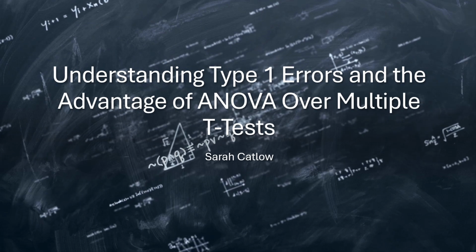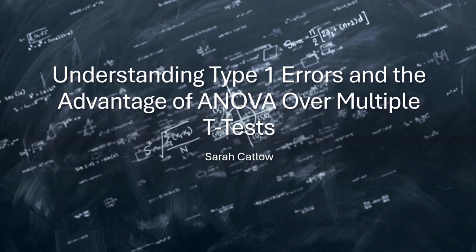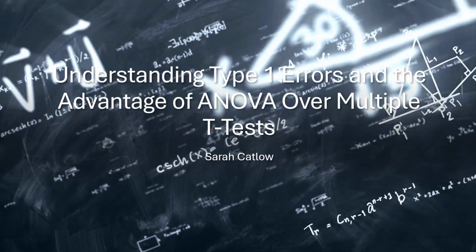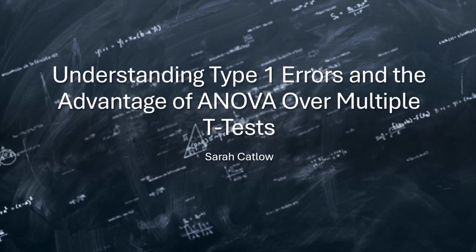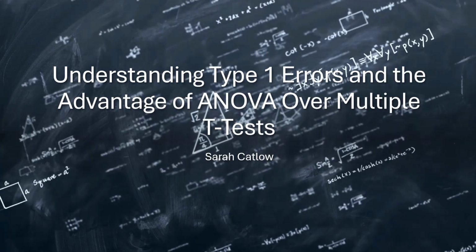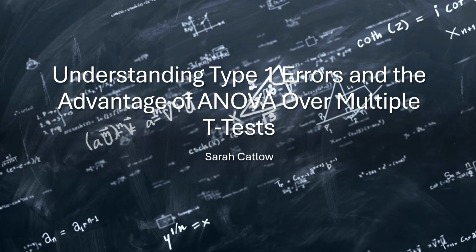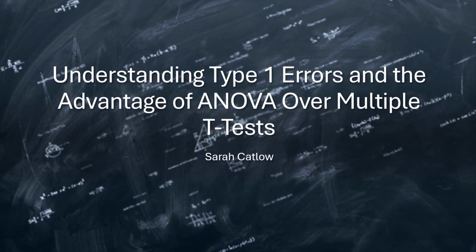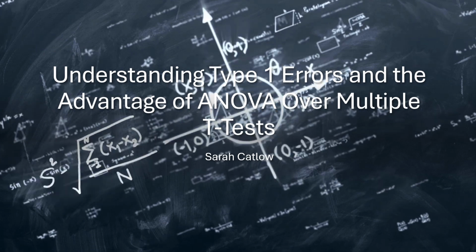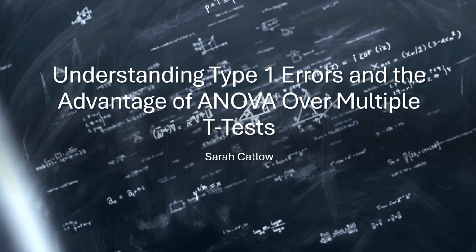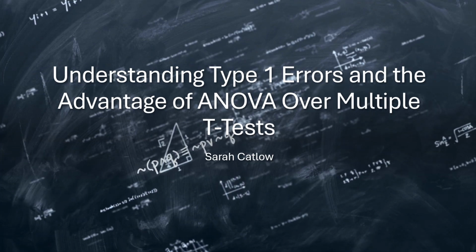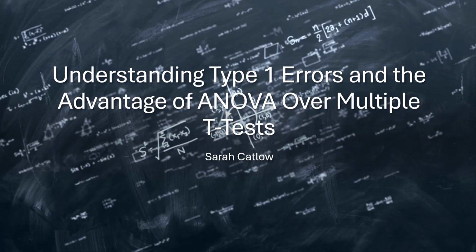We're going to have a look at understanding type 1 errors and the advantages of an ANOVA over multiple t-tests. So when conducting stats analysis, one of the key concerns is the risk of making a type 1 error, which occurs when you incorrectly reject a null hypothesis that is actually true. In simpler terms, a type 1 error happens when you conclude that there is a significant difference between groups when in fact there is none. This is often referred to as a false positive.